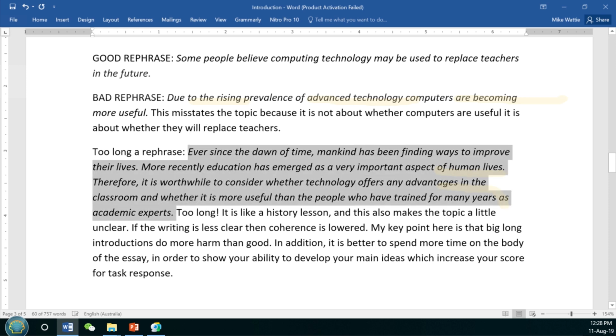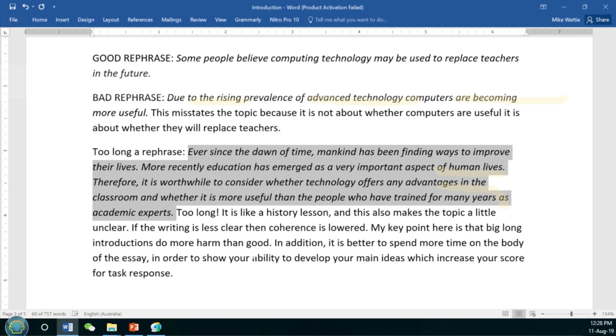So a lot of people might like this introduction, and when I say people, I mean candidates, not examiners. Some candidates may think, wow, this is a great introduction because there's high-level language in it, and wow, it's long. The trouble is, it's quite difficult to understand. If you hadn't seen the task instructions, you'd struggle a bit to know what they were.